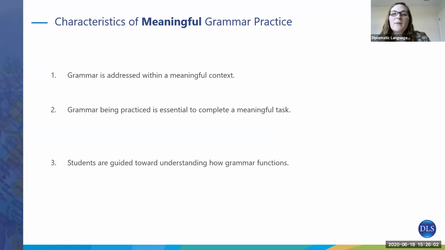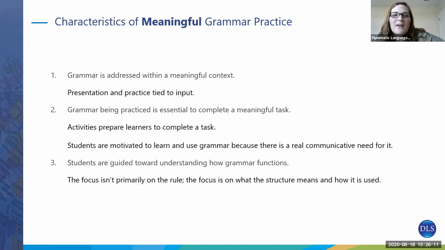Characteristics of meaningful grammar practice. First, grammar is addressed within a meaningful context. In order to do that, the presentation and the practice of the grammar should be tied to some kind of input, the input that the student is receiving. We want to tie the presentation and the explanation, and then also the practice activities, to the context that we gave them when we first gave them the input to notice the grammar, okay?